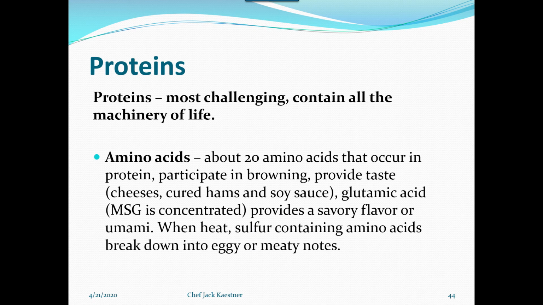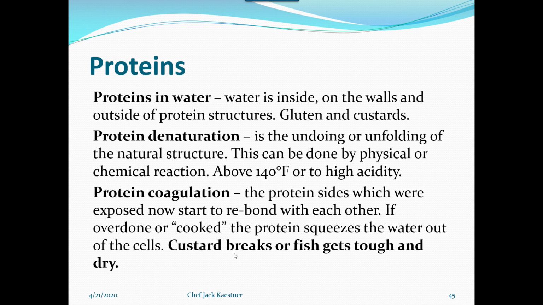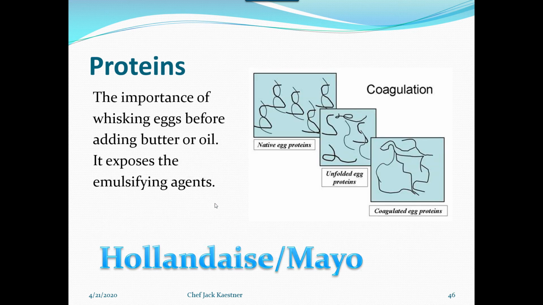Proteins, essential building blocks of the body. Proteins are sensitive. Proteins are made up of amino acids, and any animal source will contain the 20 amino acids that we need. And again, we've talked about this before, but if you overcook proteins, they'll start to break down and split apart. Fish will get tough and dry out, custards will break.